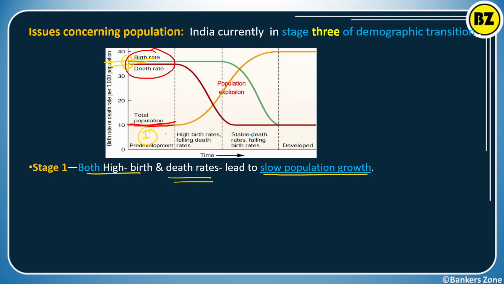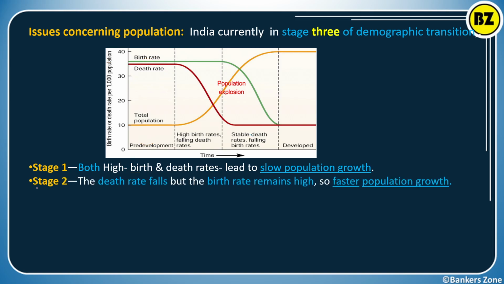Okay, stage 1. Now in stage 2, what is happening? Death rate falls, but birth rate remains high. So here, this is stage 2, right? Death rate falls, but birth rate remains the same. So less death, more birth, so faster population growth. The growth of population is faster here.